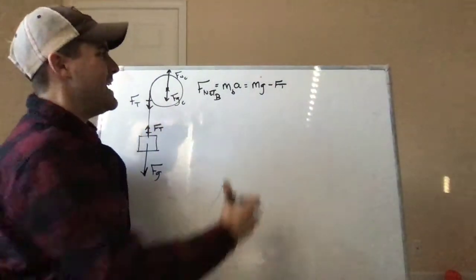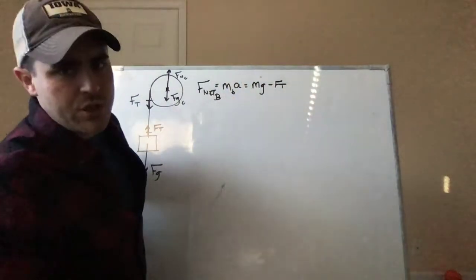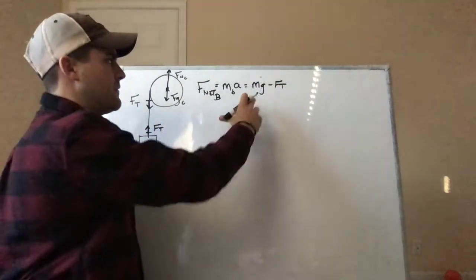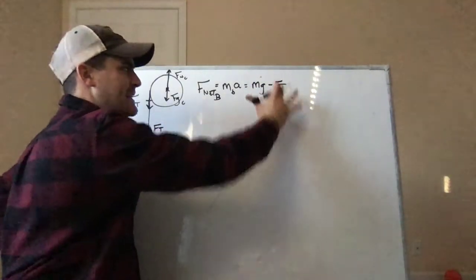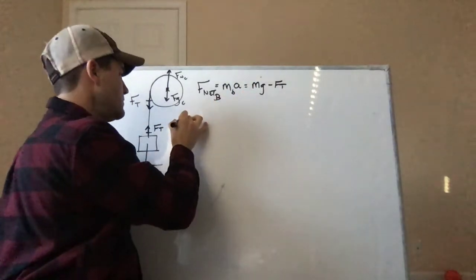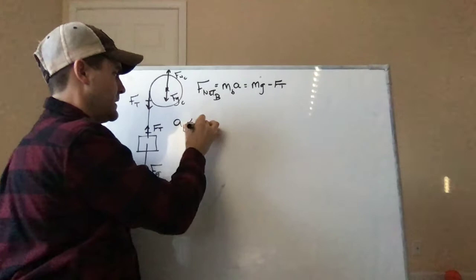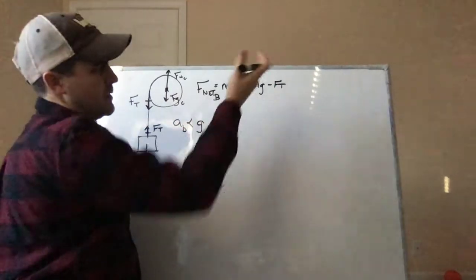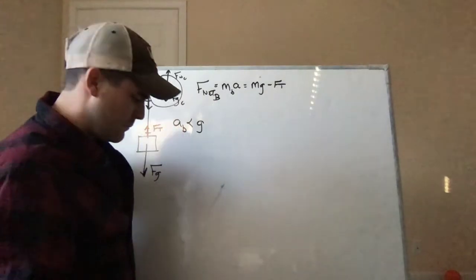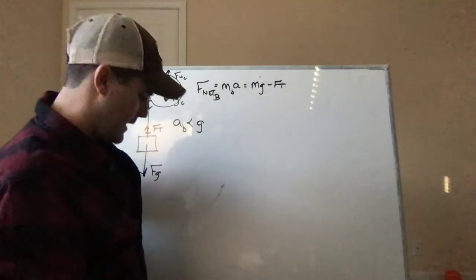So the question: can a be equal to g? No, it can't be. There are two forces over there. If this is mg and I'm subtracting another force away from it, I know the acceleration of the bucket must be less than baby g, because there is an opposing upward tension force on it, preventing it from being in free fall. That's the first thing.